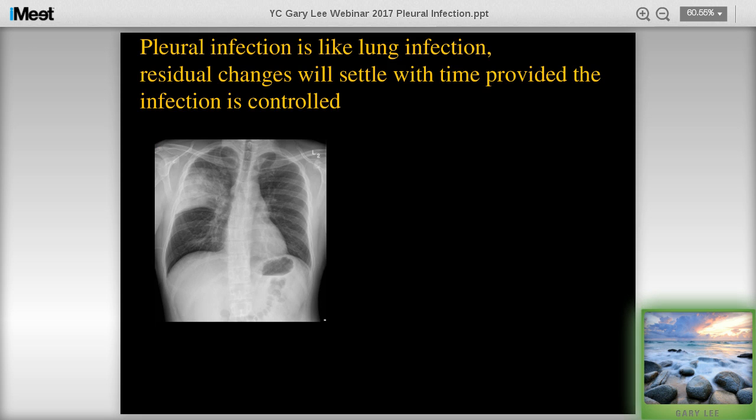So this patient, for example, he's a dentist. He did not actually have pleural infection.